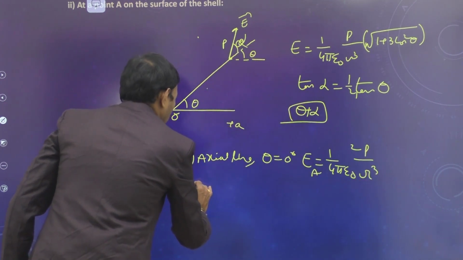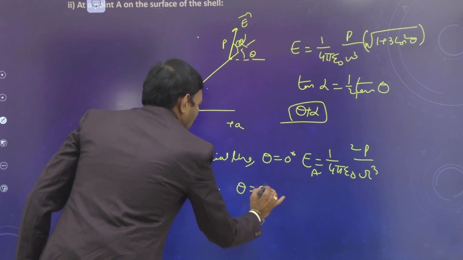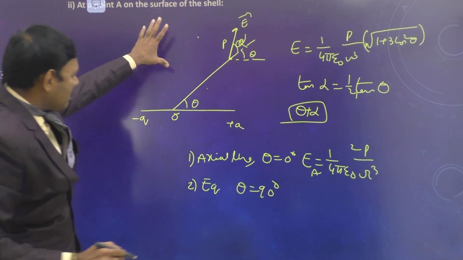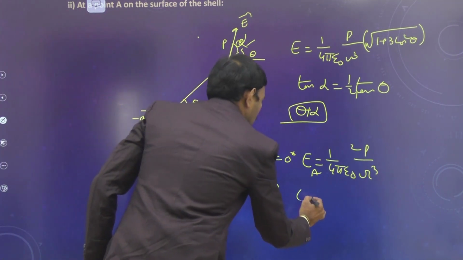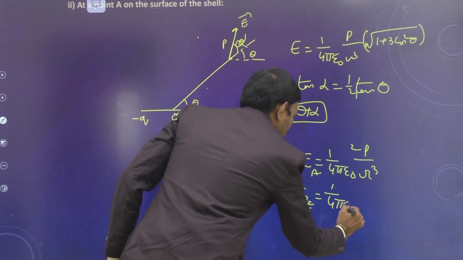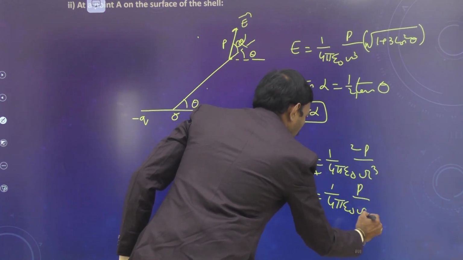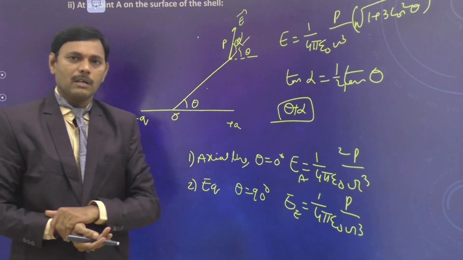On the equatorial line, second case, theta is equal to 90 degrees. If you consider any point on the equatorial line, it makes 90 degrees angle with the dipole axis. Then E on the equatorial line is equal to 1 by 4 pi epsilon naught p by r cube. So these two are actually subcases of this main formula.